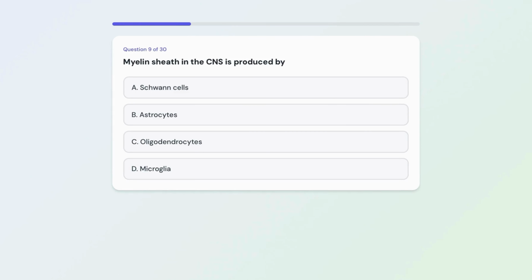Myelin sheath in the CNS is produced by Schwann cells? No, they are in the PNS. Astrocytes, no. Oligodendrocytes, microglia. Oligodendrocytes.